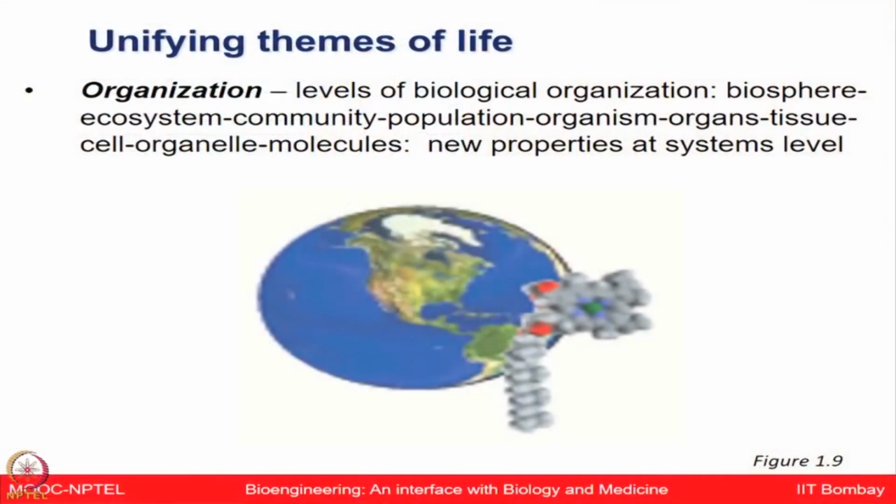Alright, so now let us talk about the unifying themes of life, how we think about life forms. So, a much bigger organization, let us start with that. The levels of biological organization start from the biosphere, ecosystem, then community, looking at the population, organism, then organs, tissues, cells, organelles, and then molecules. So, all of these properties are governed at a systems level, and a much bigger biological organization is required for life forms to actually occur.